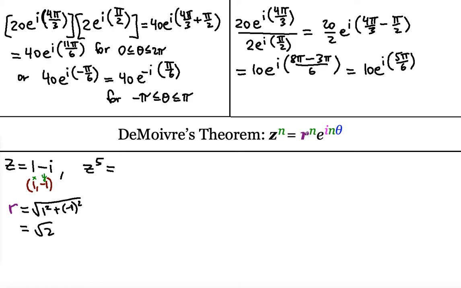So now we have to raise the modulus to the power of n. n in this case is 5. So I'm going to make it green. So n in this case is 5. So we have to raise to the 5th power the radical 2. So radical 2 raised to the 5th power.